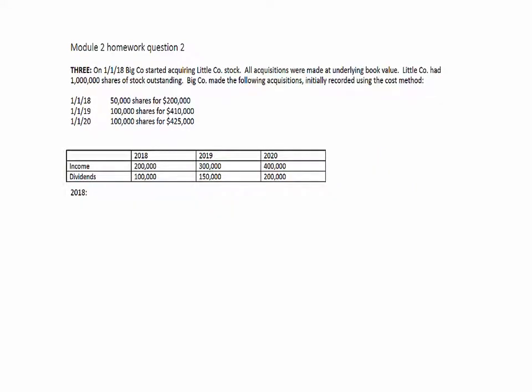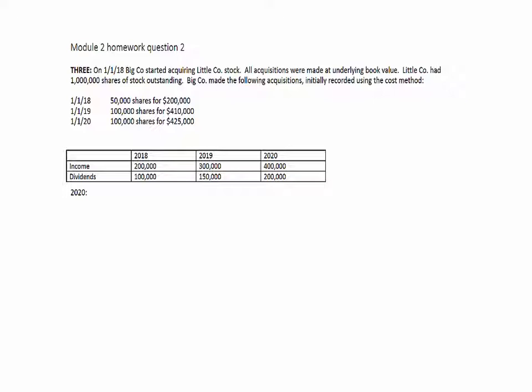So first, in 2018, under the cost method, we go ahead and purchase our shares of Little Company for $200,000. Little Company pays $100,000 in dividends. We own 5% of their stock, so we get $5,000, and that's going to be investment income or dividend income. Similarly, in 2019, we spend another $410,000 to buy another 100,000 shares of stock. We now own 15% of Little Company stock. Little Company pays $150,000 in dividends, of which we receive 15% or $22,500.